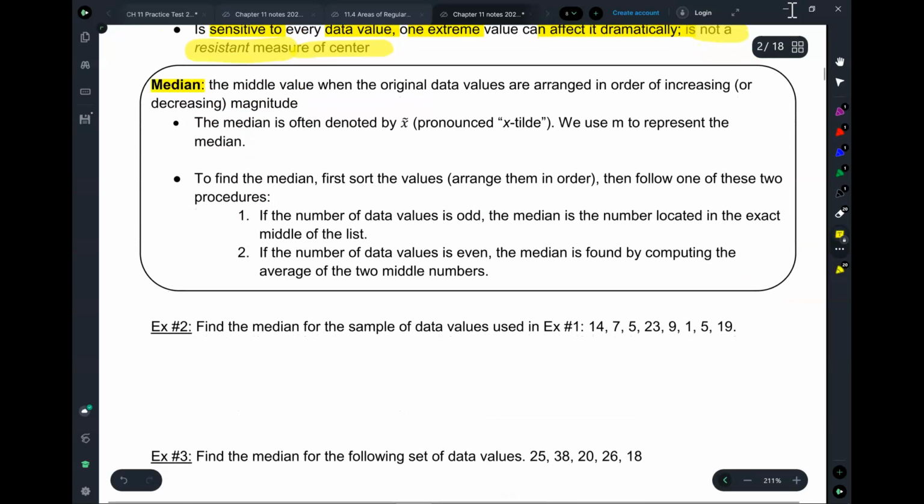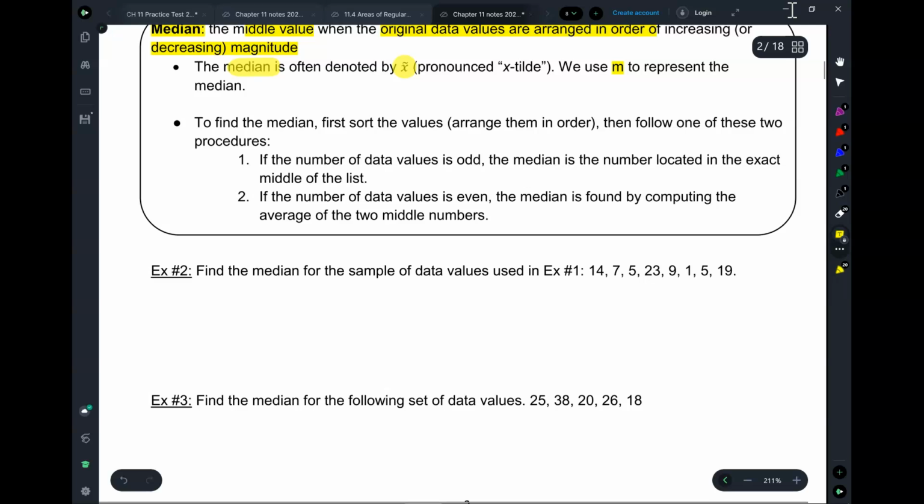All right, let's talk about median. Median is literally the middle value when the original data are arranged in order of increasing or decreasing magnitude. Median is given this symbol. You know that button to the far left of the one on your keyboard, that nobody uses? That's the tilde. So that's a tilde. And it's also M for median.